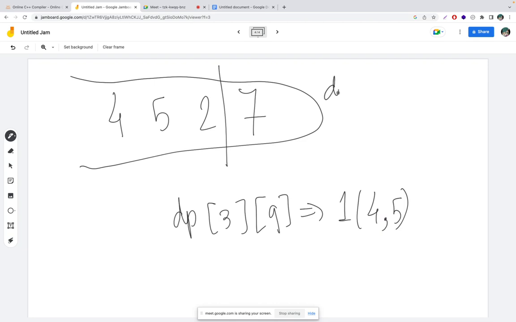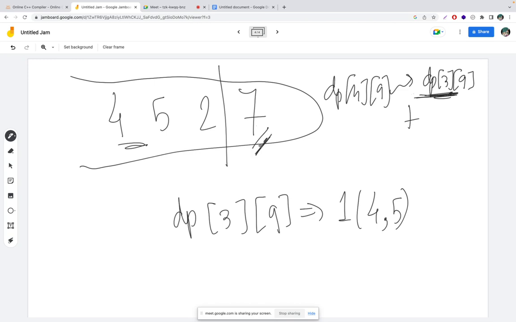Now, if I do DP of 4 of 9, one way will be the same as DP of 3 of 9. Yes or no, Vikram and Raj? Plus, one way comes from here, the earlier 4 5, which gives 9. Second, in this you are ignoring the ith index, right? This is i minus 1, this is 4. Here you are ignoring the 4, you are writing DP 3 of 9. If you include this 4, Vikram, what sum do we want in the end?